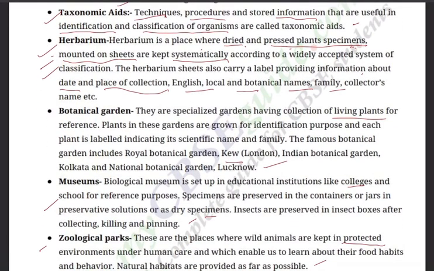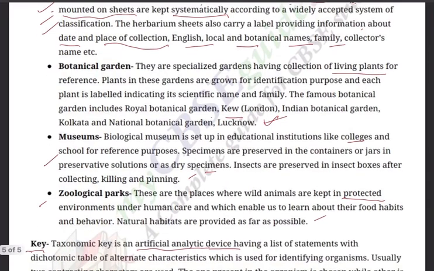collecting the varieties. And then you must have gone to many of the botanical gardens. They are specialized gardens having a collection of living plants for reference. Live plants you can see. So you have seen in Mysore, I am sure you must have gone. And of course, there are many famous botanical gardens. One is the London one, Royal Botanic Gardens in Kew. Of course, the Indian Botanical Garden in Calcutta, National Botanical Garden in Lucknow, and of course, you must have seen in our own Karnataka, Mysore, Brindavan Gardens, and of course, Ooty, Kodaikanal. All these have got varieties of plants.